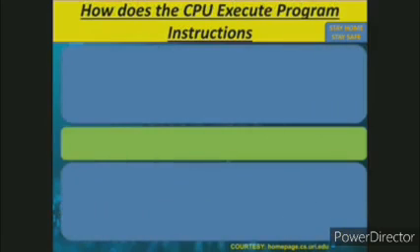Now we get back to the core idea: how does the CPU execute a program? This is taken care of by two components: one is the control unit and the other is the ALU.